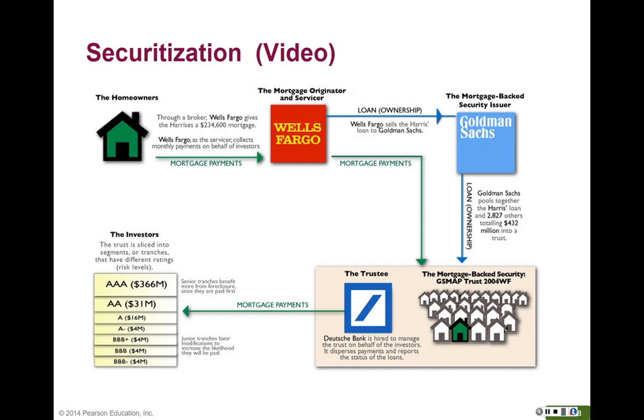Question number two, who ultimately finances homeowners to buy the house? If you buy a house, who actually finances you, who actually gives you money? The answer is the global investors. So if you buy a house, suppose in Arkansas, the money may come from investors in Europe, or from investors in Japan. So that's how the securitization process works.